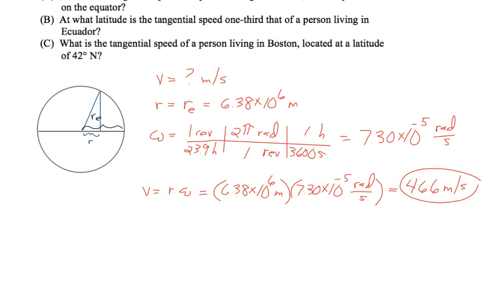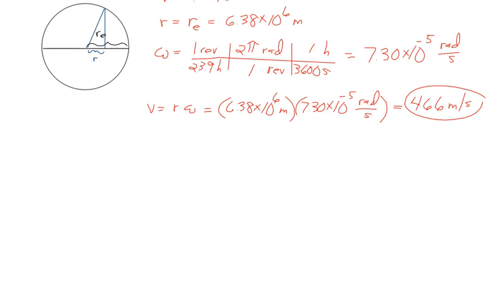So I need to solve for R in this problem. So the omega isn't going to change, and the v is going to be 1/3 of what it was. So if I take the equation right here and rearrange it to solve for R, R is going to be V over omega. So this is part B that I'm doing here. R is going to be V over omega. So the V is 1/3 of 466 meters per second. So whatever that number is, what is that number? It's going to be 100 and something.